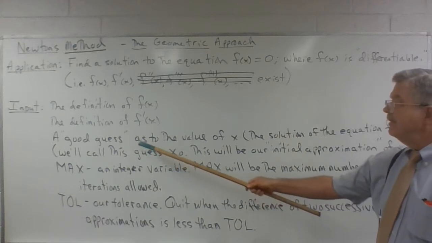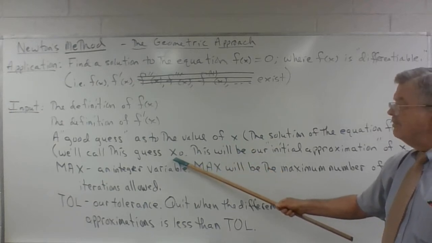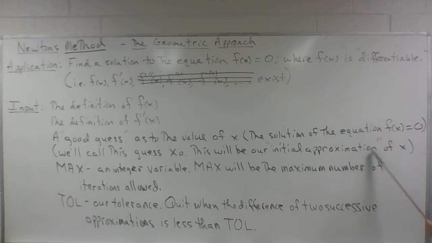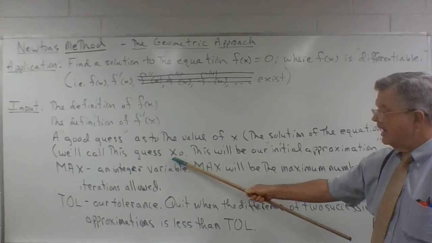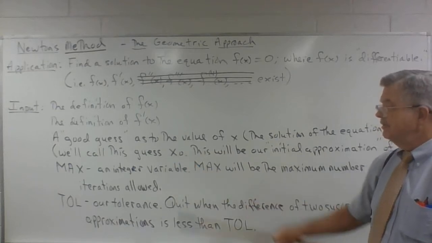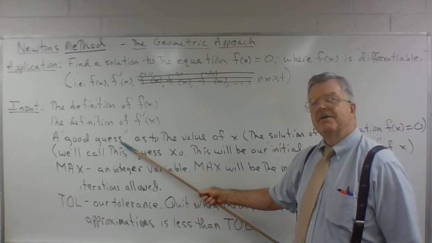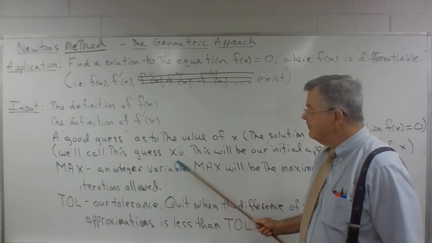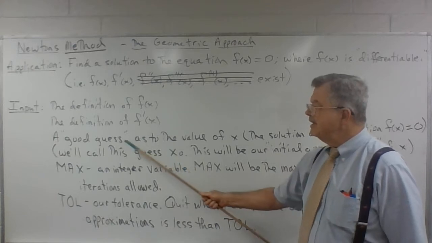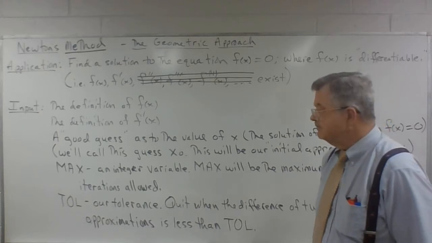And so our good guess as to the value of x is going to be our initial approximation of the solution. And we're going to call this x of naught. x of naught is our first approximation to the solution. And as in the case with Newton's method, where we did this from the Taylor series perspective, our first approximation should be a good guess, hopefully within less than 1 unit.